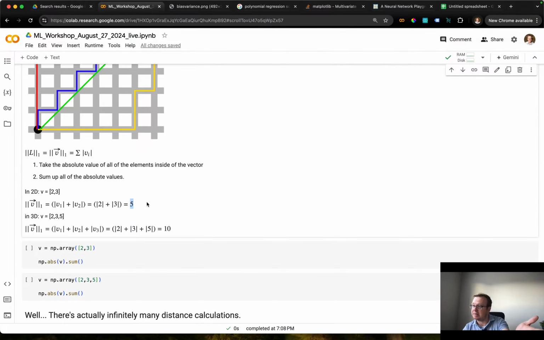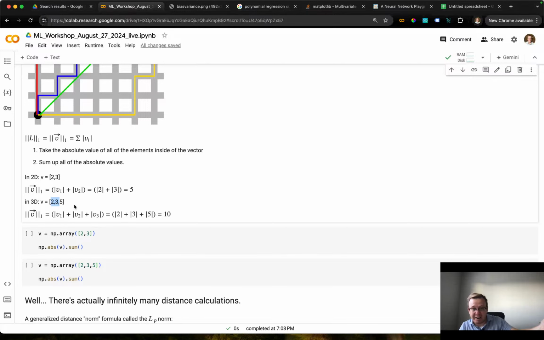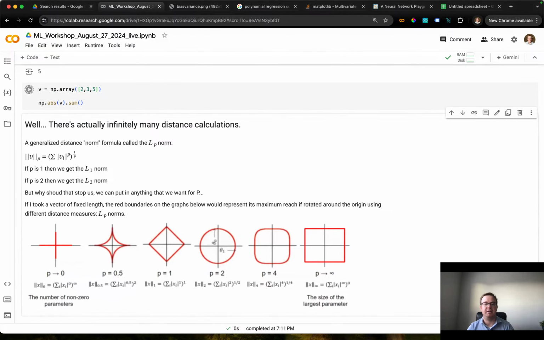It's a measure of distance, but it's a different distance measure than maybe you're accustomed to. Okay? Same thing if we had a 3-dimensional vector. Just, again, add another term. We just take the absolute value, then add them all together, and we get 10. Right? So that is the taxi cab norm. That is the L1 norm. It is a very simple calculation. Take the absolute value of each of the items, then sum them up. We get 5 and 10.